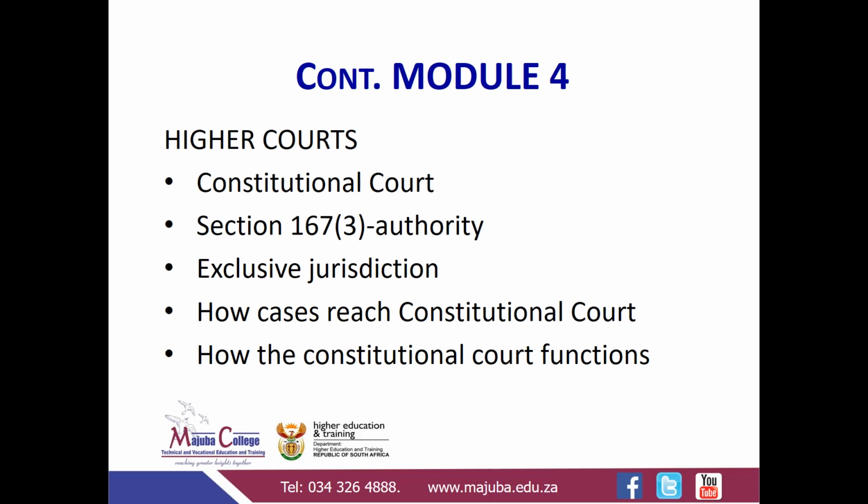So how do cases reach the Constitutional Court? Before that, let's go to section 167, which carries the main functions of the Constitutional Court. It's section 167, subsection 3, which carries the authority of the Constitution. It's the highest court in all constitutional matters. It decides only constitutional matters and issues connected with decisions on constitutional matters. It also makes the final decision whether a matter is a constitutional matter or whether an issue is just connected with a decision on a constitutional matter.